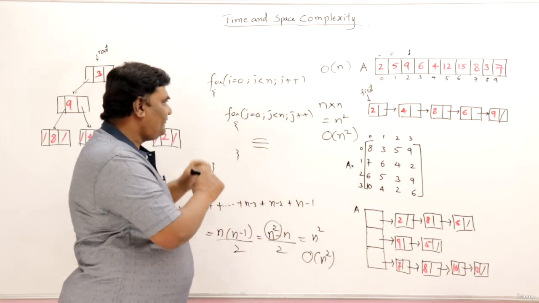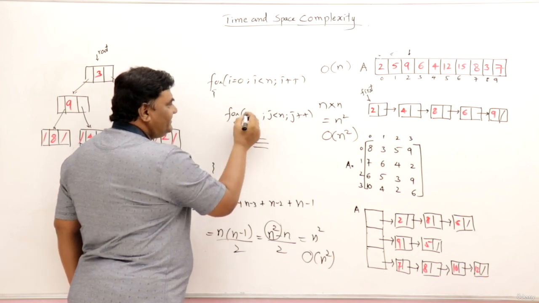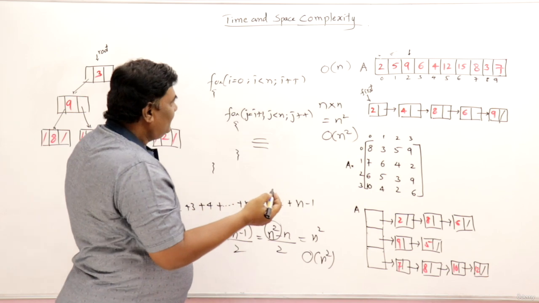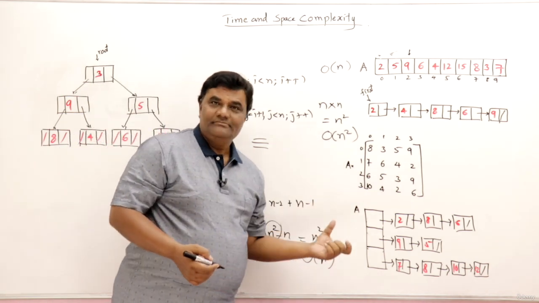If I write the same thing in the form of a for loop, then this j will not start from 0, but j will start from i plus 1. See, now again two nested for loops. So at most this will take n square time.